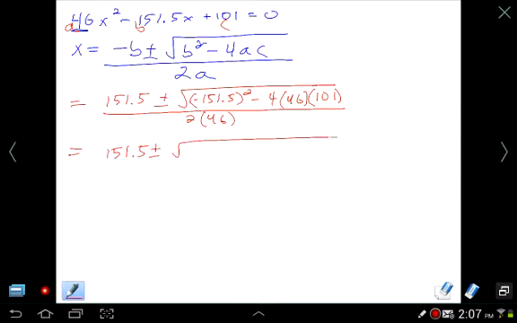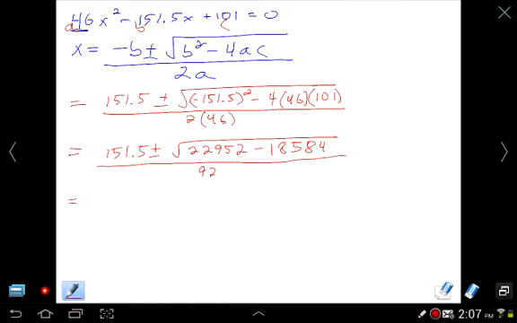We got 22,952 for b squared, 18,584 for the second term, and for the bottom we should have ourselves 92. Okay, let's keep going here.